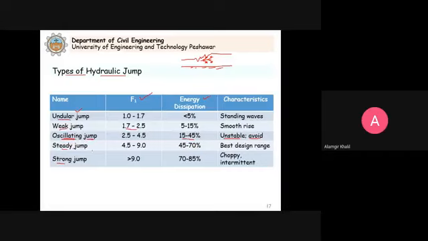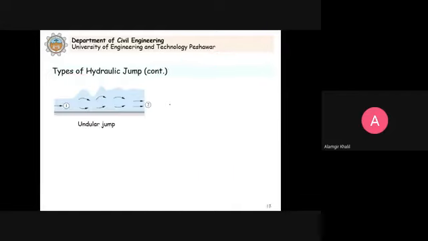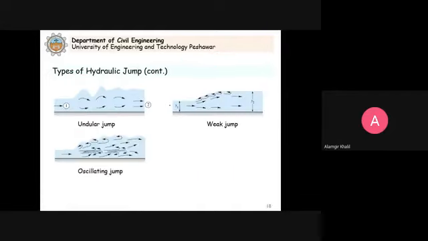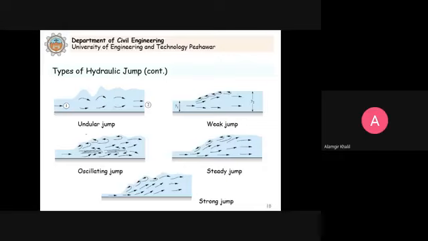And we have steady jump where the Froude number range is 4.5 to 9, and energy dissipation is 45 to 70%. And for strong jump, Froude number greater than 9, this is F1, upstream of the jump, remember, and energy dissipation is 70 to 85%. Choppy intermittent small waves, clear. And if you want to see, these are the figures which are given in fluid mechanics books.